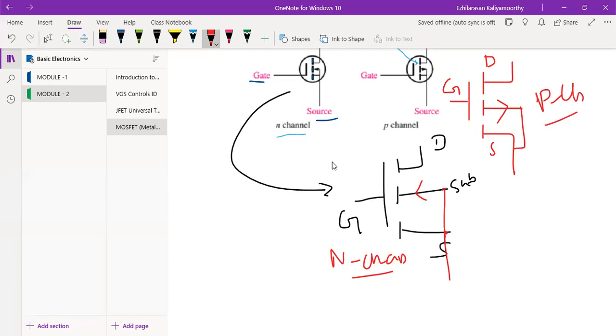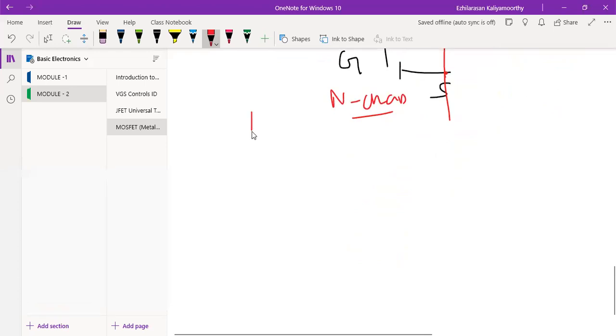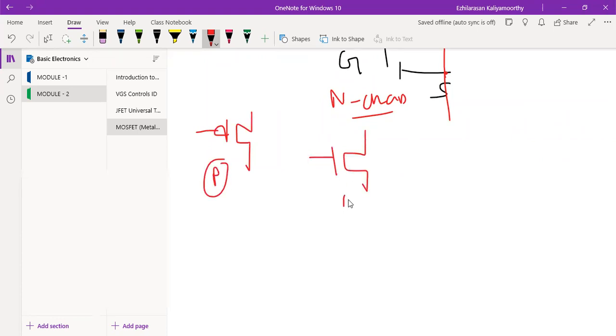This is the symbol of the MOSFET. Another symbol is also there for the P channel. The P channel symbol will be like this. This is P. Then the N channel symbol will be like this. This is N.